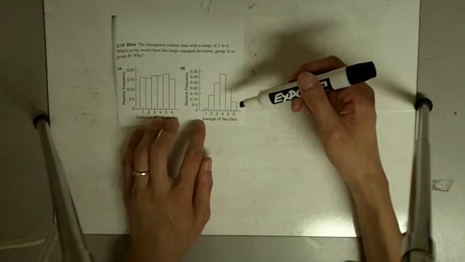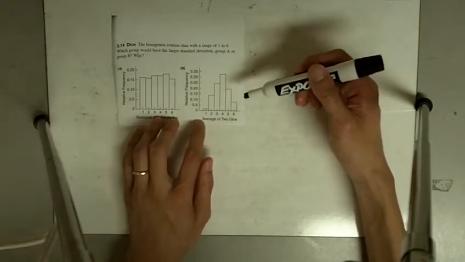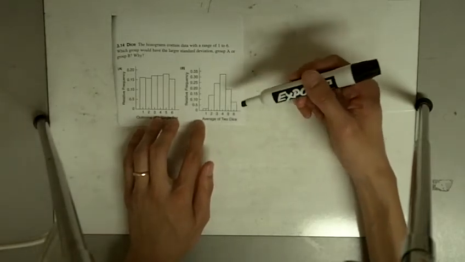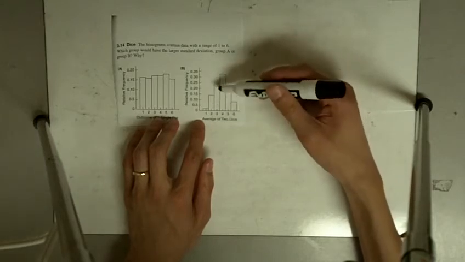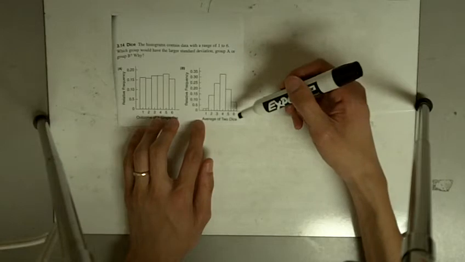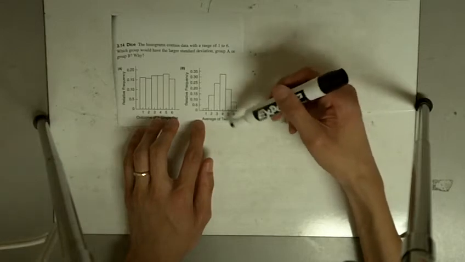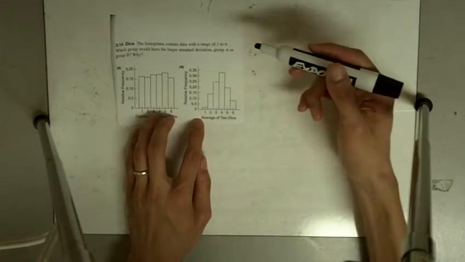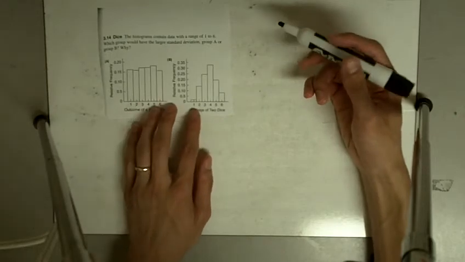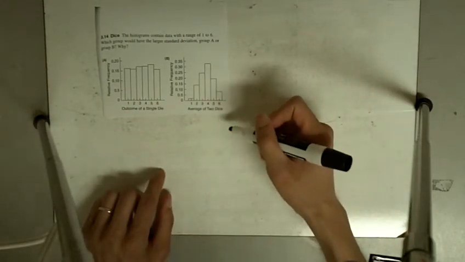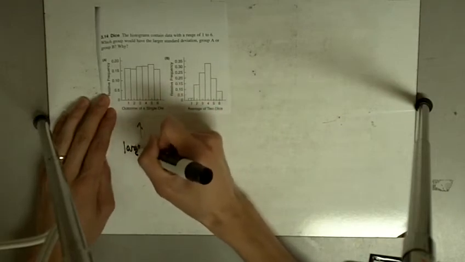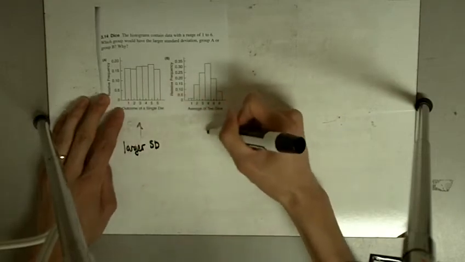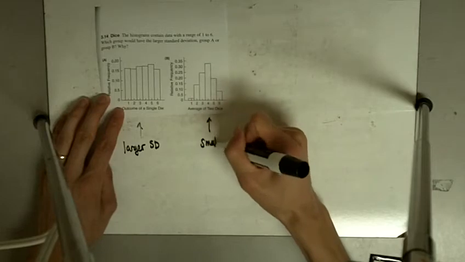And here when we roll 2 dice and we take the average, okay, we get the numbers 3 and 4 a lot more than we get the number 6 when we take the average of the 2 dice, or the number 1 when we take the average of the 2 dice. So which one's going to have the larger standard deviation? This one will have the larger standard deviation, and this one will have the smaller standard deviation.